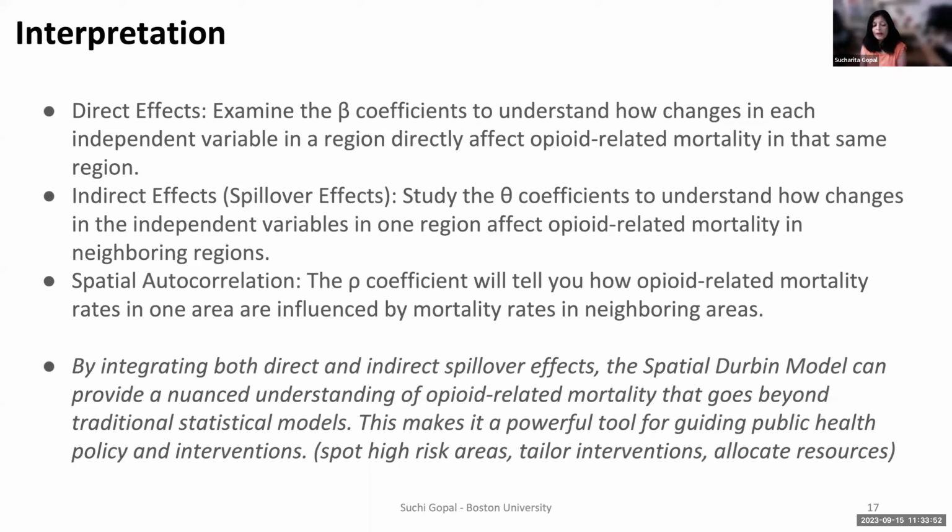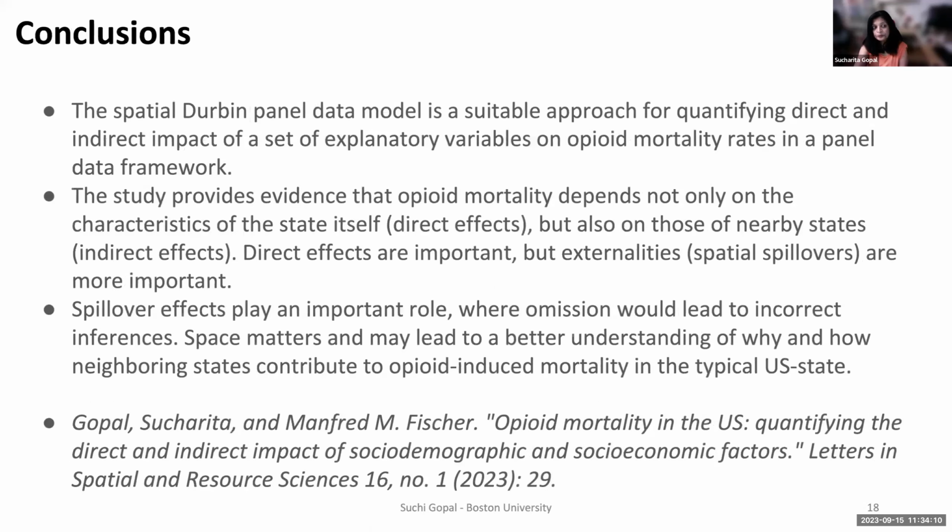So we want to guide public health interventions and policies. We want to be able to spot high-risk areas. We want to tailor specific interventions, and we want to, again, allocate resources such that this problem is being handled in the right way. And this paper is published in 2023, so it's available if you want to take a look at it.